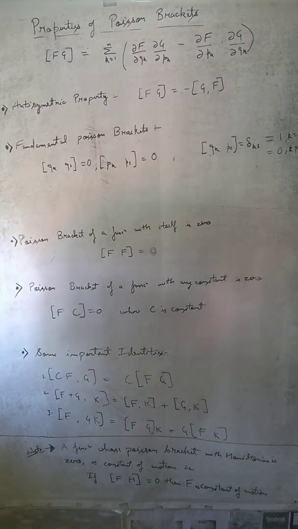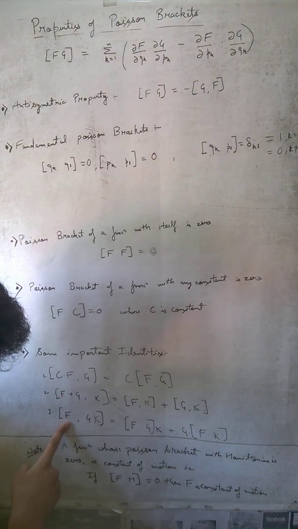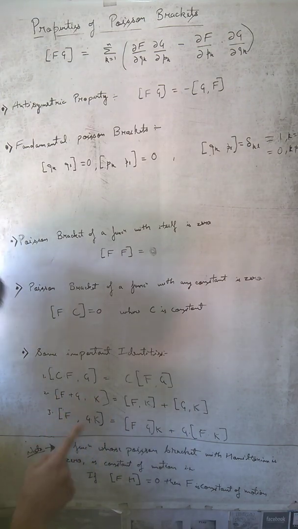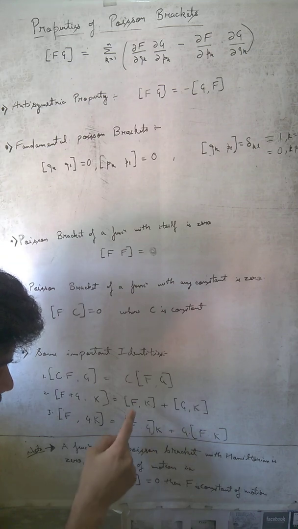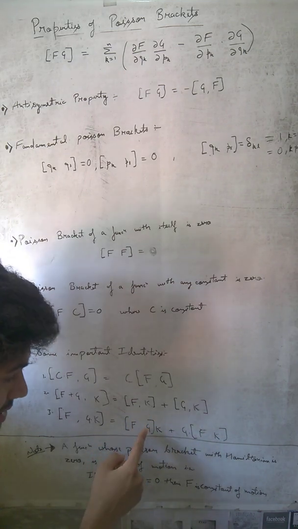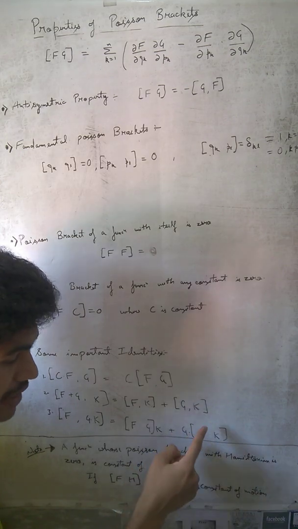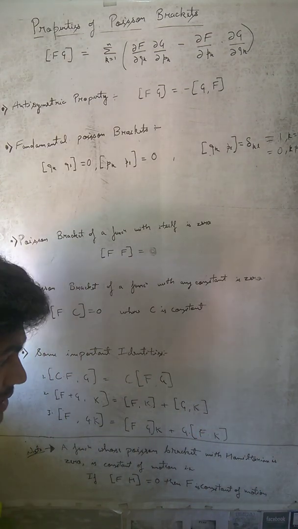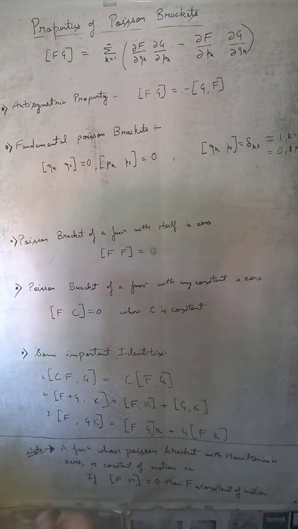Moving to the third identity, we have the Poisson bracket of f comma g multiplied by k. We can write this as the Poisson bracket of f and g multiplied by k, plus g multiplied by the Poisson bracket of f and k. So these three identities are very important for solving any questions, which we'll see in other lectures.